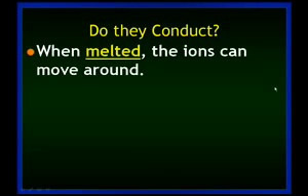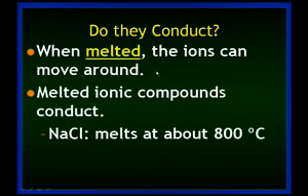When it's melted, the ions can move around. Melted is also called molten, or sometimes you might see it referred to as the molten state. And then your ions are moving around because you have it as a liquid. If you try to melt table salt, salt melts at about 800 degrees Celsius. And once it's been melted, it will conduct electricity.